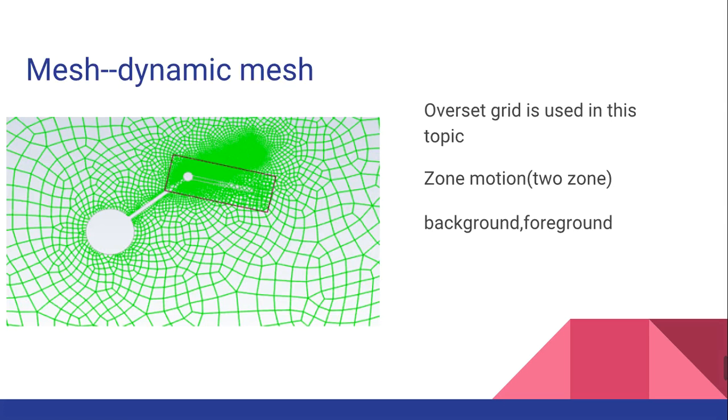Next part is the mesh. In this part, I plan to use the dynamic mesh to see the motions of the second wing. In order to realize the motions, the way I choose is the overset grid. We can see there are two zones. One is the background zone, which includes the fuselage and the first wing, and the second zone is the foreground, which includes the second wing.